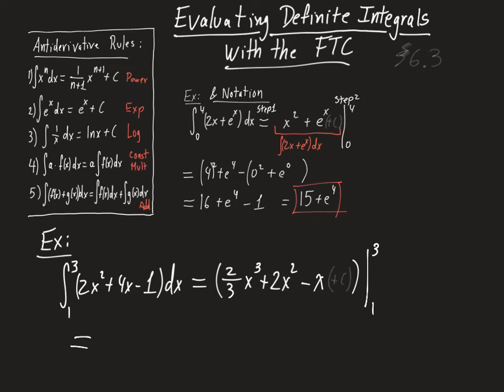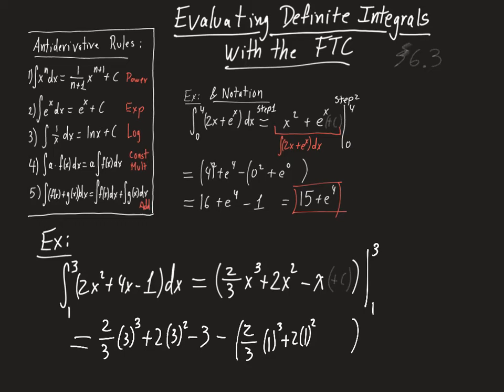So let's try this out. First off, we plug in 3 to see that we get 2/3 of 3 cubed plus 2 times 3 squared minus 3. And then we subtract what we get when we plug in 1. Mind these parentheses, they're important. Whoops, not a 3 there, this should be a 2. 2/3 of 1 cubed plus 2 times 1 squared minus 1.